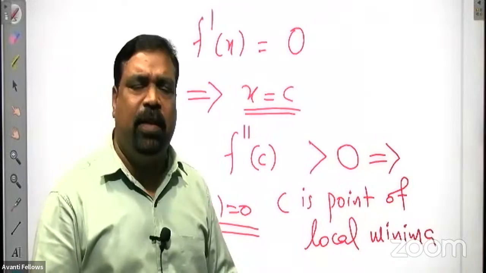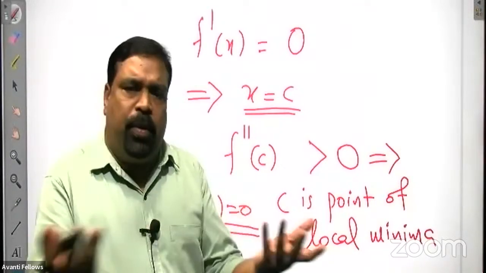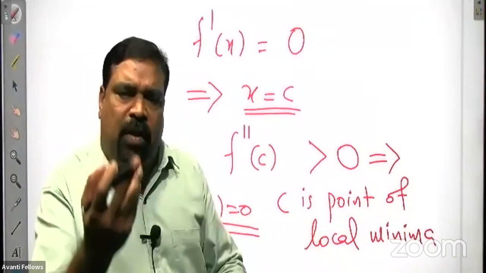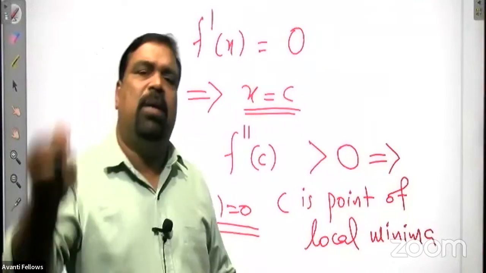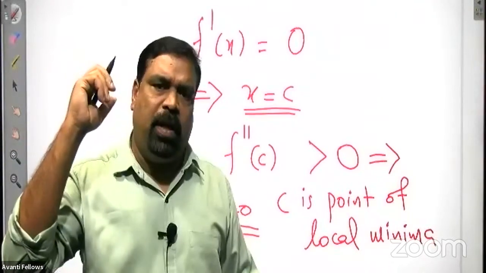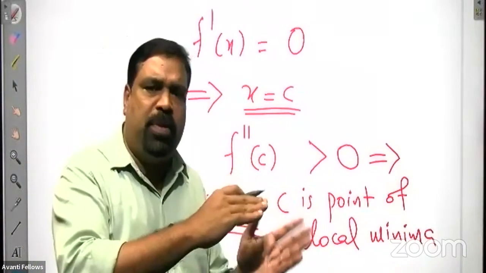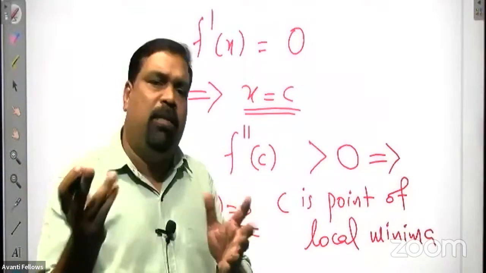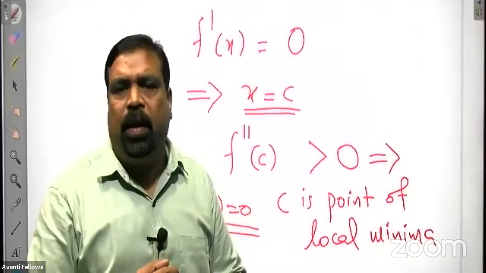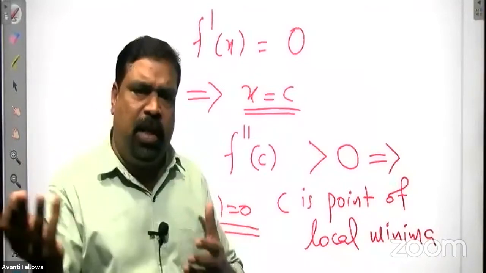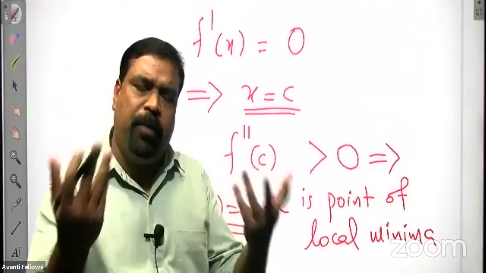In this case, we say that the second derivative test fails. We are unable to give anything if the second derivative is also 0. At that time, we will go back to the first derivative test. Left side of c, right side of c, we will see the sign of f dash x, positive or negative, and we will identify whether it is a point of local maxima or local minima. If f dash x does not change its sign, then we say that it is a point of inflection.